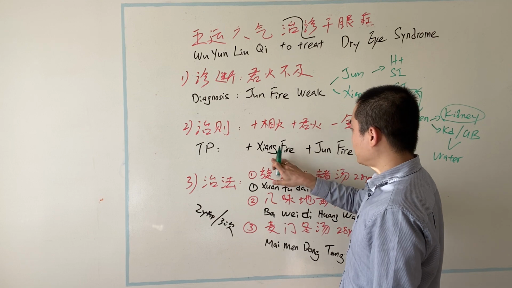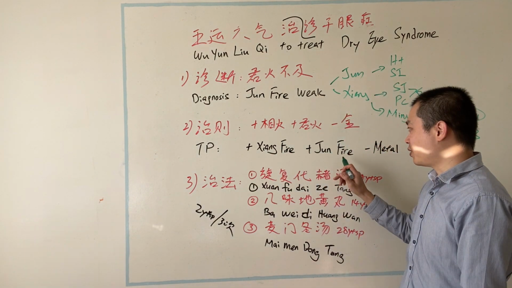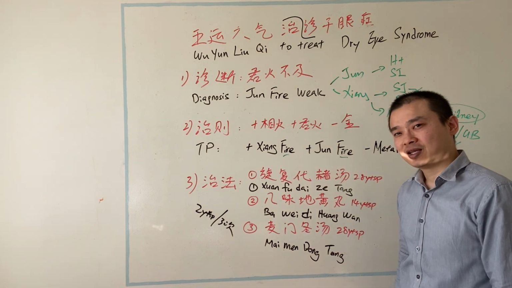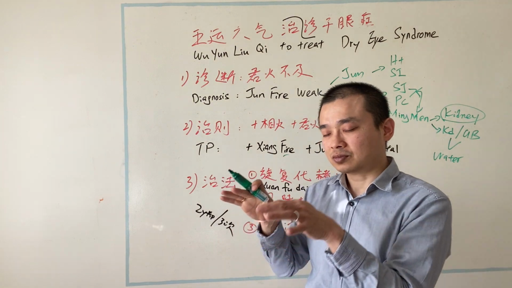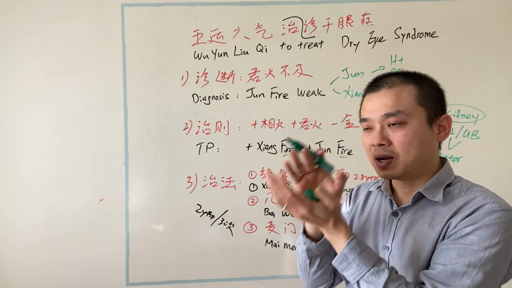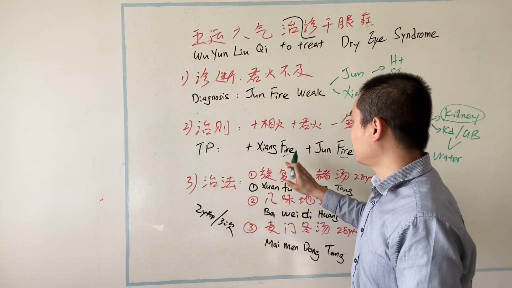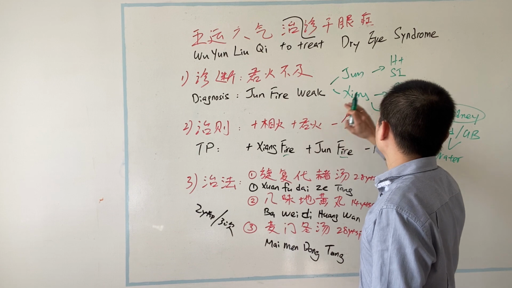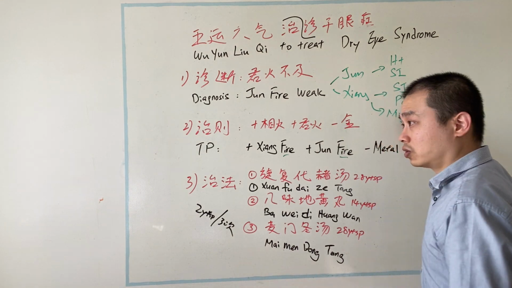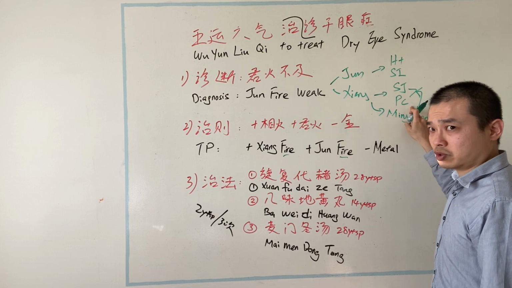Because when we improve Xiang fire, it will improve Jun fire, right? Because they both belong to fire. They both, in the five elements, belong to fire, but they are in a different position. Okay? This fire is actually in the kidney organs and also in pericardium organs and Sanjiao meridian and pericardium meridian.